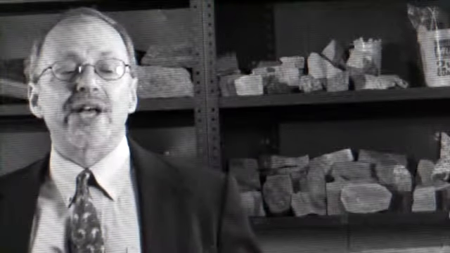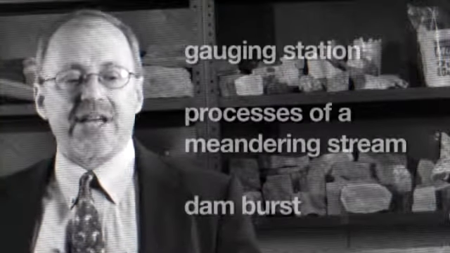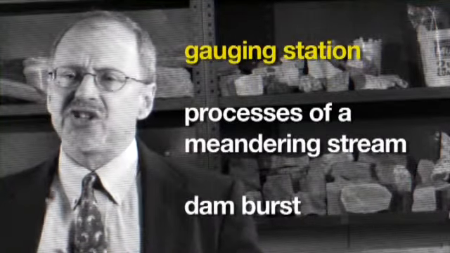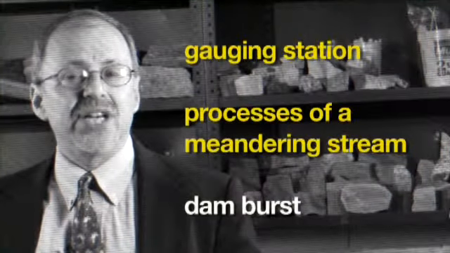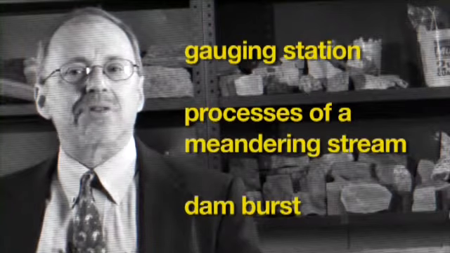So what we're going to do today is look at three different things. One, we're going to make a gauging station. Two, we're going to look at the processes of a meandering stream. And three, we're going to do a dam burst.